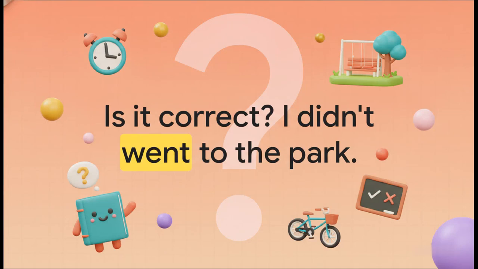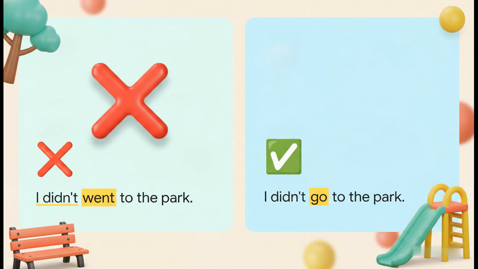Now it's your turn again. Take a quick 3 seconds, look at this sentence, and tell me out loud if it's correct or incorrect. I didn't went to the park. It's incorrect. Remember our rule. We have to return the irregular verb went back to its simple base form, go, whenever we use didn't. The correct sentence is, I didn't go to the park.